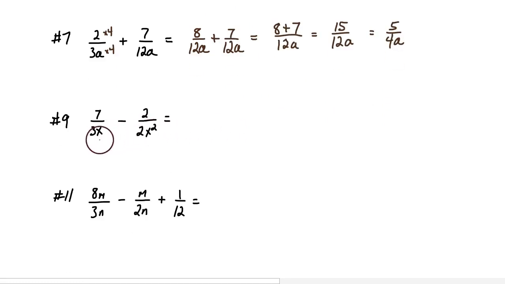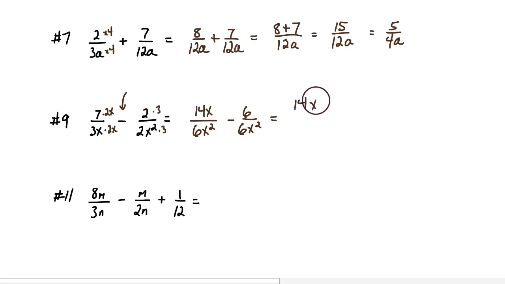In number 9, we don't have the same denominator. You have to have a common denominator in order to subtract fractions. So what is the LCM of a 3 and a 2? It would be a 6. And what's the LCM of an x and an x squared? It's x squared. So we can make this be 6x squared if we multiply it by 2x, and multiply the top by 2x. We can make this be 6x squared if we multiply by 3, and multiply the top by 3. We now have 14x over 6x squared minus 6 over 6x squared.